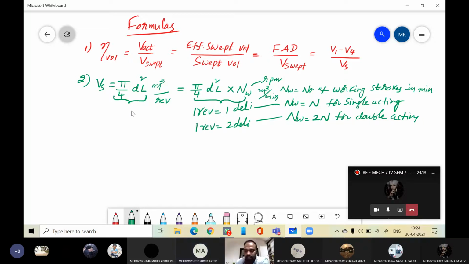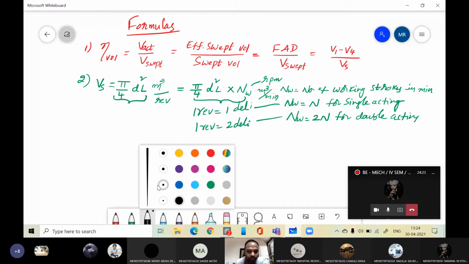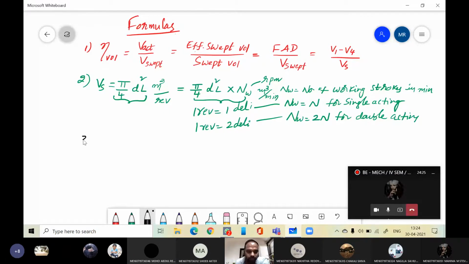Yes, sir. Right. Next, third formula, clearance ratio. It is denoted by symbol small k. It is nothing but clearance volume to the swept volume. Swept volume is this one. Clearance volume Vc is equals to V3 also.